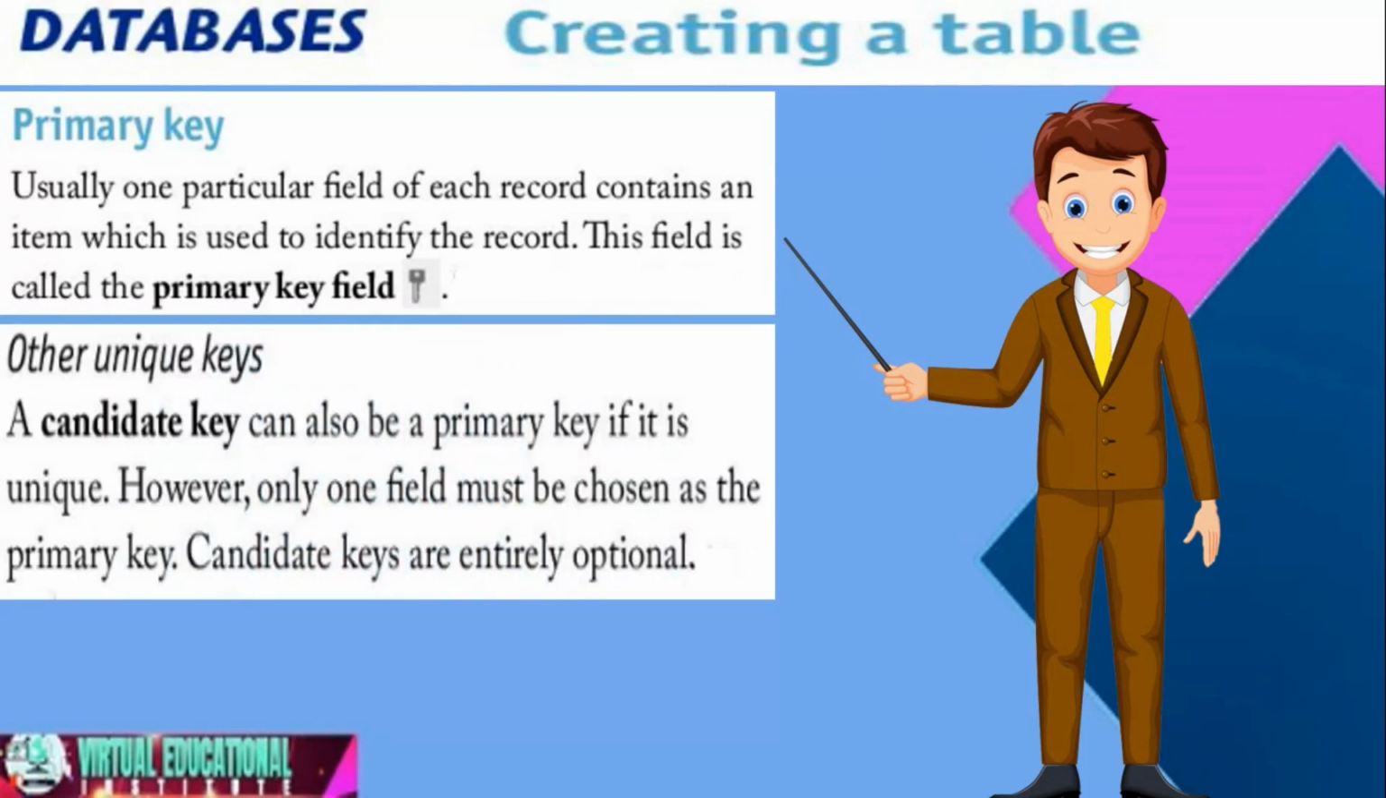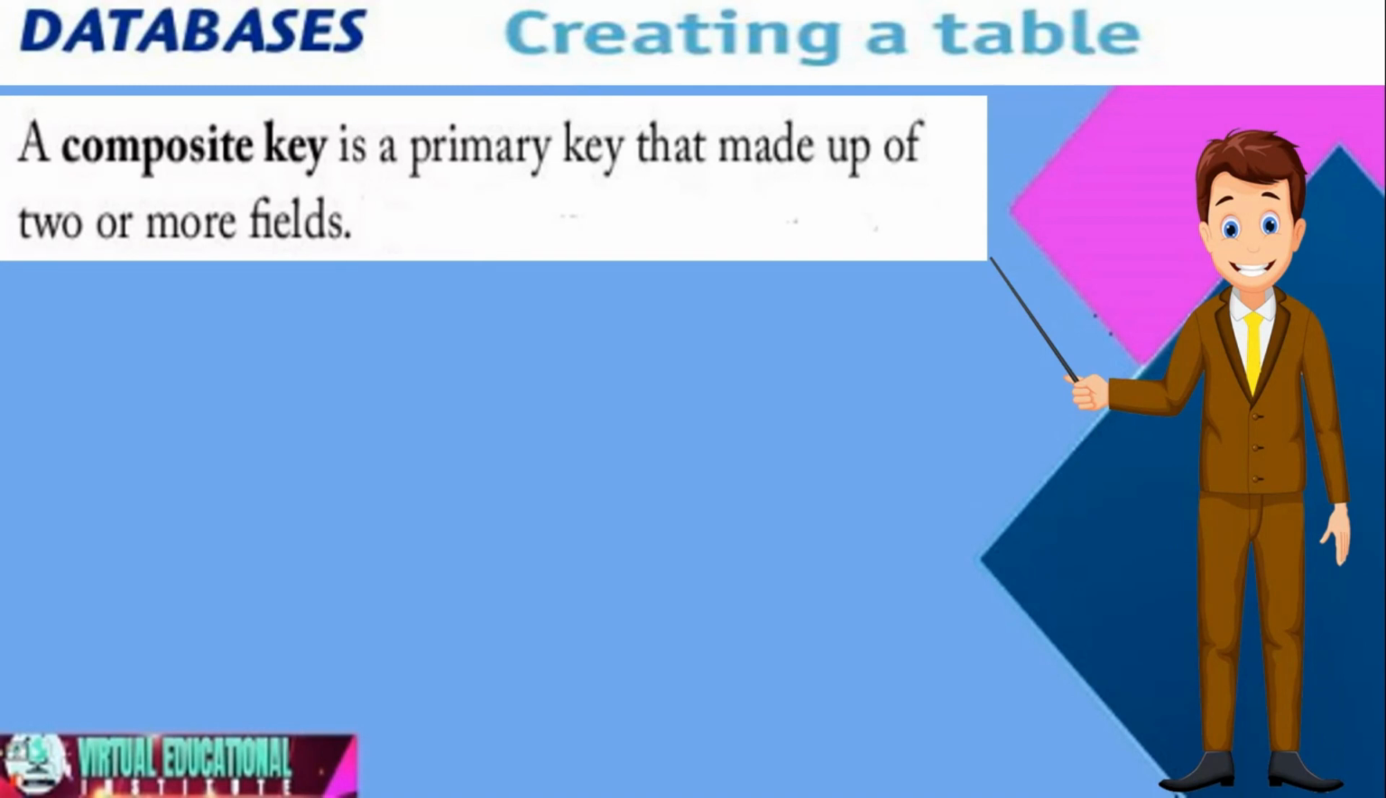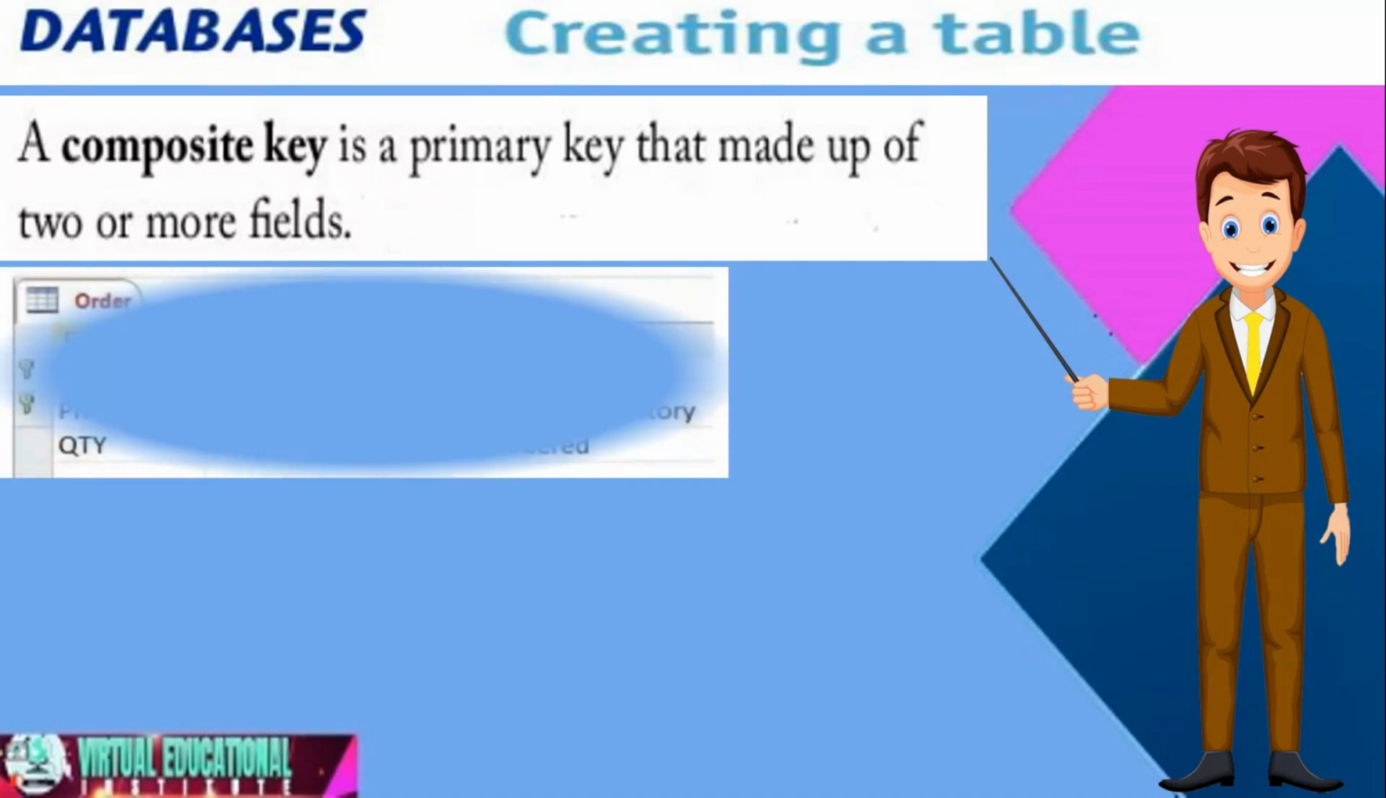Now, there are several other keys. You have your candidate key, and a candidate key can also be a primary key if it is unique. However, only one field must be chosen as the primary key. Candidate keys are entirely optional. We also have our composite key. A composite key is a primary key that is made up of two or more fields. Let's look into it to see exactly what we are talking about.